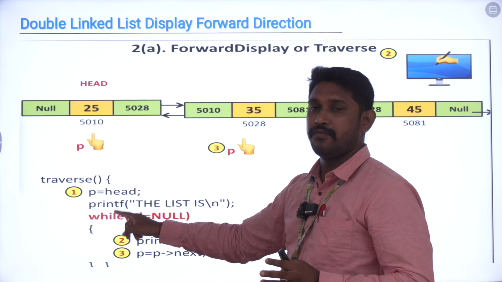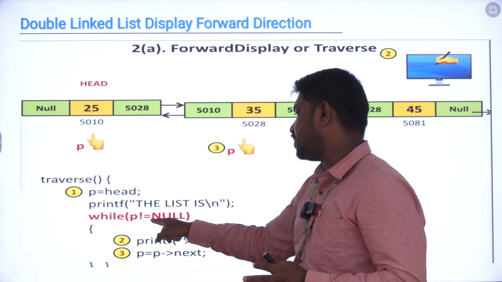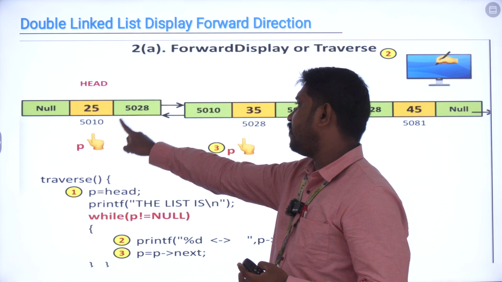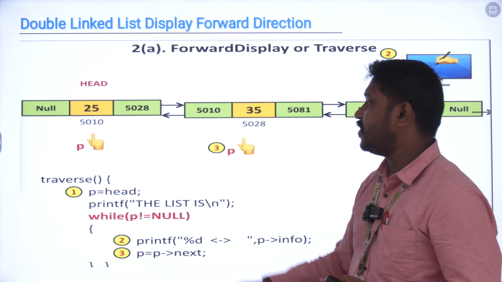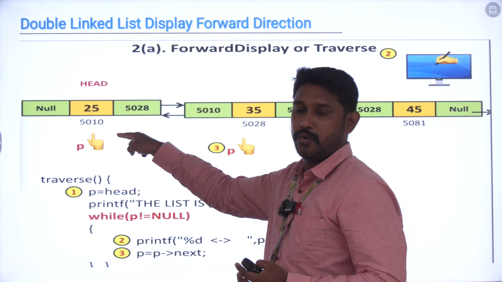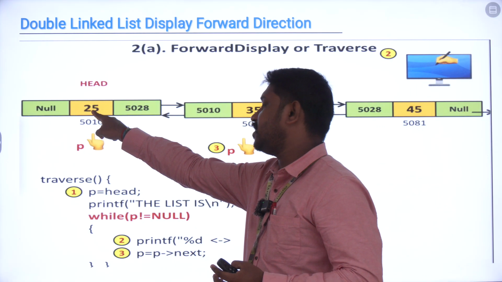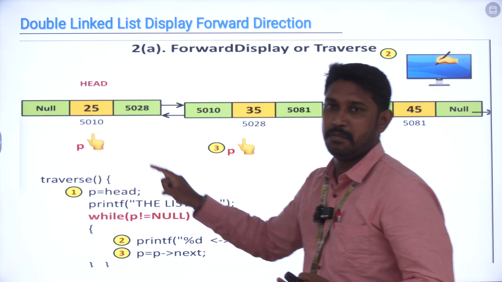So I'm going to use a while loop: while P of next is not equal to null. So P of next, this is a P. P of next is not equal to null. After this condition is evaluated as true, I'm going to print this P of information. This P of information is 25. So the value 25 will be printed.